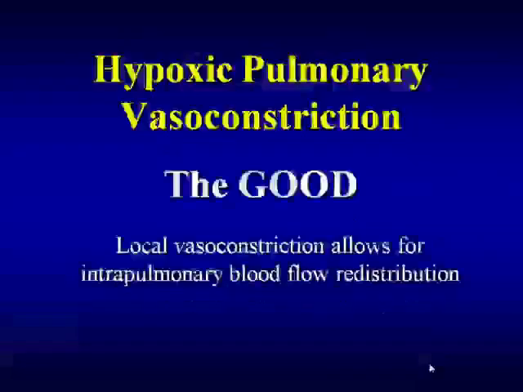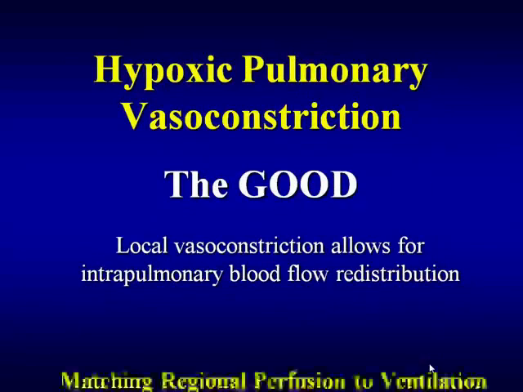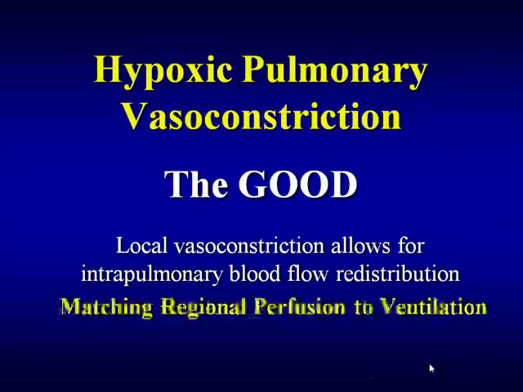Hypoxic pulmonary vasoconstriction is good because it allows local vasoconstriction to be matched with local hypoperfusion so that you have maximum ventilation perfusion matching. So an area of the lung that you're not ventilating is not going to be perfused. What a great mechanism, and that's why it exists. It matches regional perfusion and ventilation.